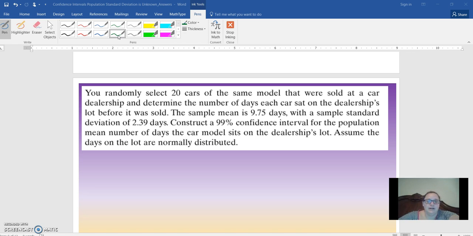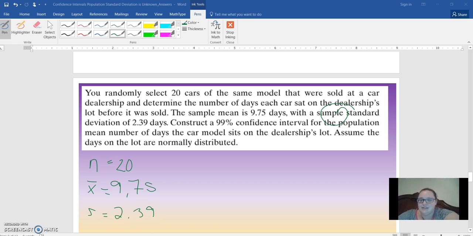Excuse me. So you select 20 cars of the same model. That's your sample size. And they were sold at a car dealership, and you want to determine how many days that car sat on the lot. So the sample mean is 9.75 days with a sample standard deviation of 2.39. Sample standard deviation tells us we're going to use the T. We want a 99% confidence interval for the population mean number of days that the car sits on the dealership lot. Assume it's normally distributed.